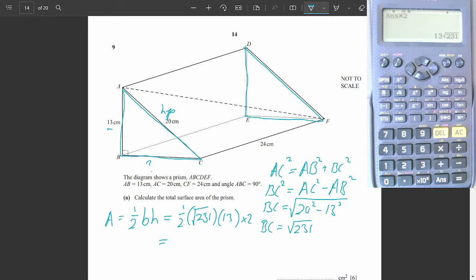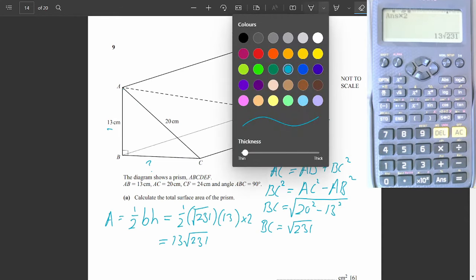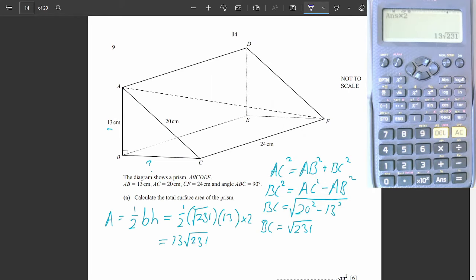197.582894, or just 13 root 231. Right, that's the front and the back face. Let's now go to the rest of the shape. That is 4 rectangles remaining. We know this is root 231. So let's have a look.